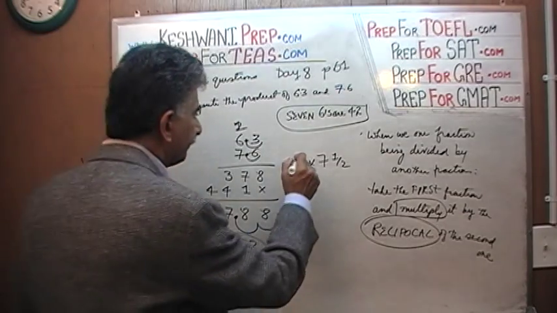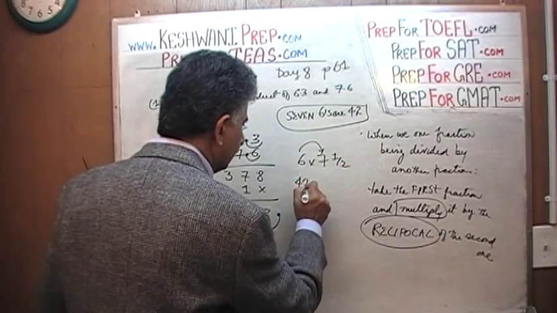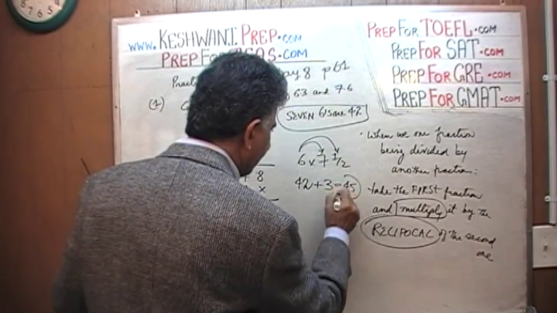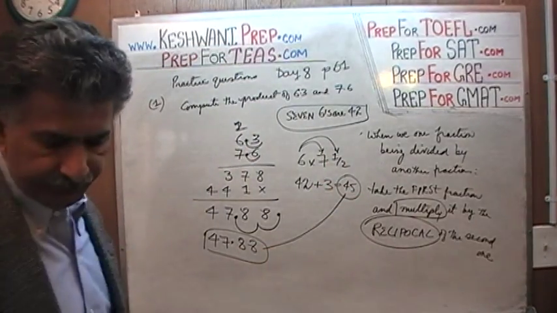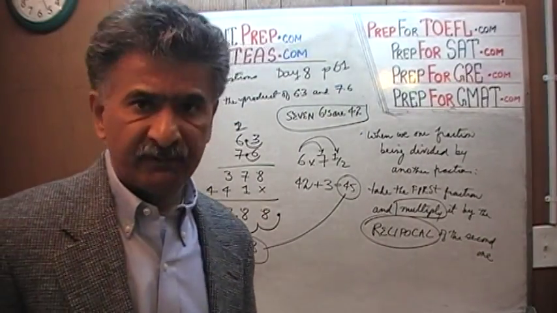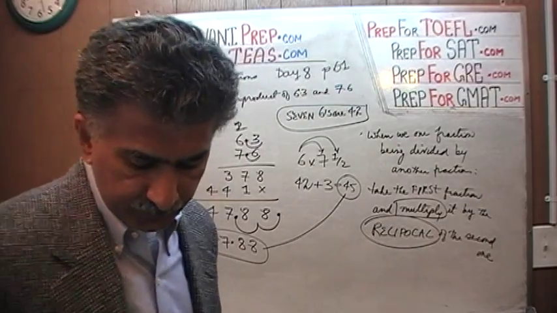Let's see what we find here. 7 6s are 42, and then half of 6 is 3. So you see, we are getting 45. The correct answer turns out to be 48. But that's the quick way of approximating if you have to approximate.